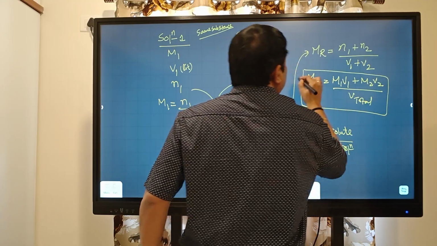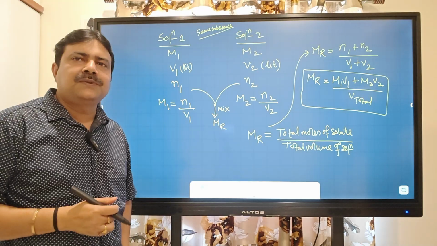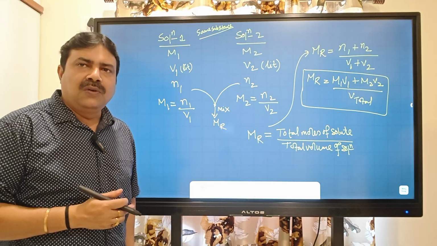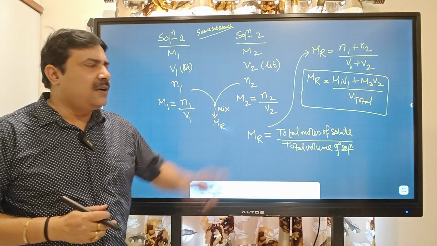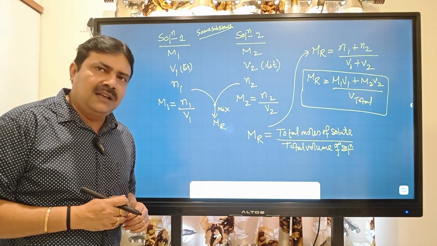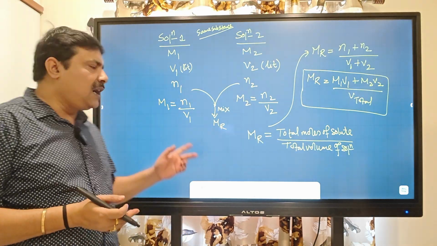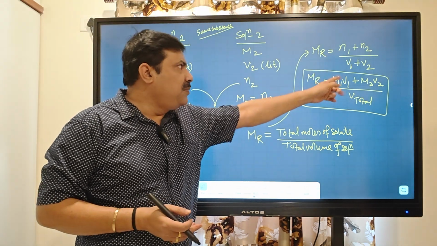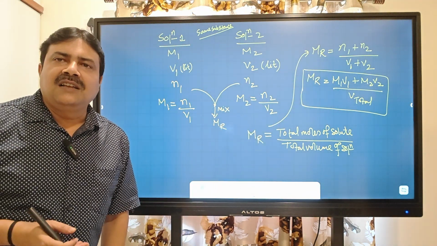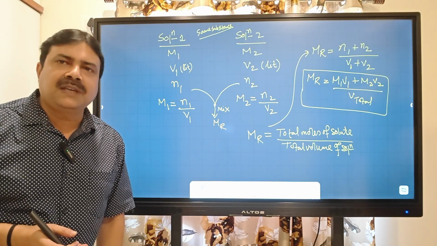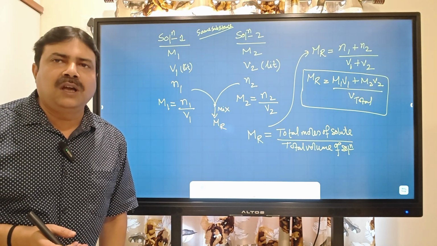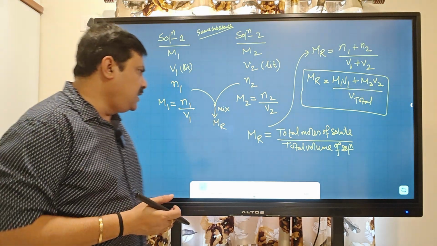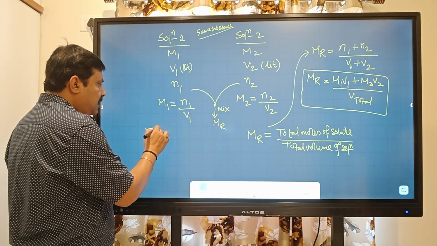This is the formula we derived whenever the same type of substance, that means the same solute, is in different concentrations in different solutions that you are mixing. The resultant molarity is total moles of solute by total volume. Instead of N1, we put M1 V1, and instead of N2, M2 V2. So the resultant molarity for the same type of substance when mixing is M1 V1 plus M2 V2 by V total. Is it clear?